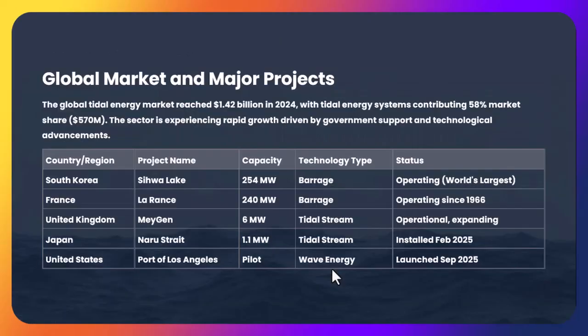Global market and major projects. In India, till now we have not installed any tidal. We started in two places, but due to financial reasons we stopped it. So till now we don't have any tidal power plant in India. Whereas we have them in South Korea, France, United Kingdom, Japan and United States, in which the major contribution is from South Korea. They have a 254 megawatt tidal power plant.